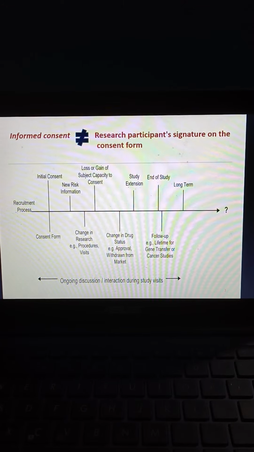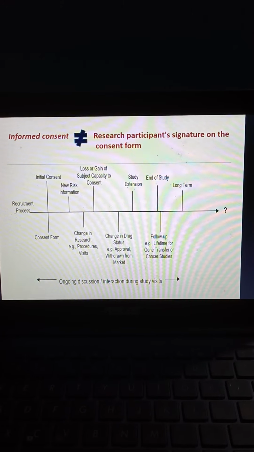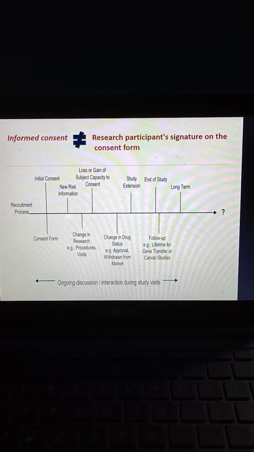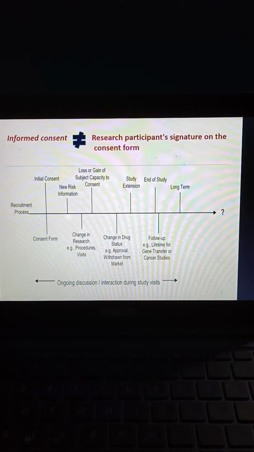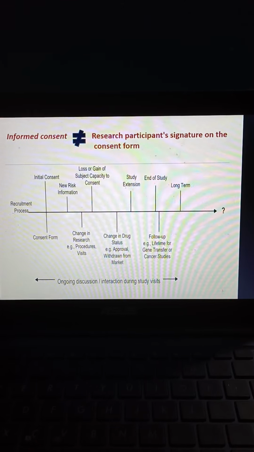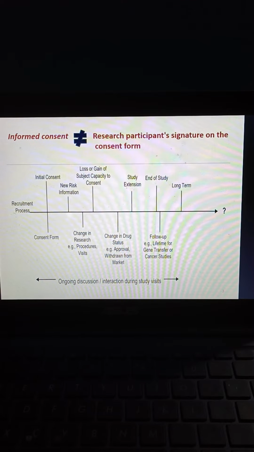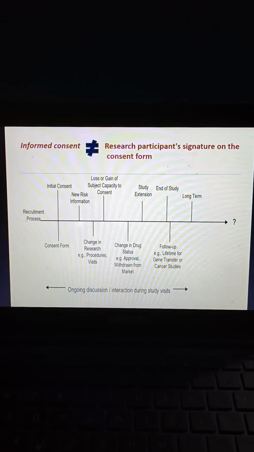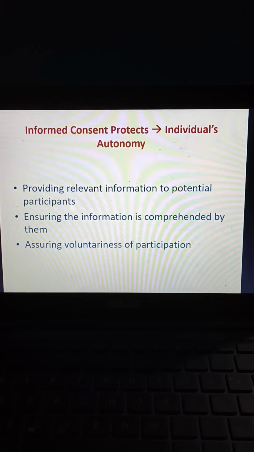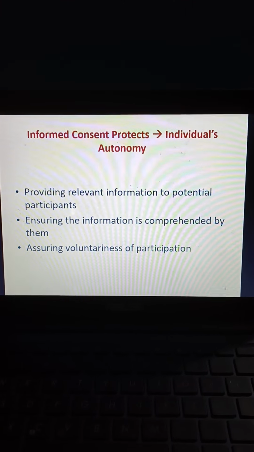Before that is the end of the study. Then follow-up is, for example, lifetime for gene transfer or cancer studies, and long term. So this is the ongoing discussion of the interaction during study visits. So informed consent protects the individual's autonomy.